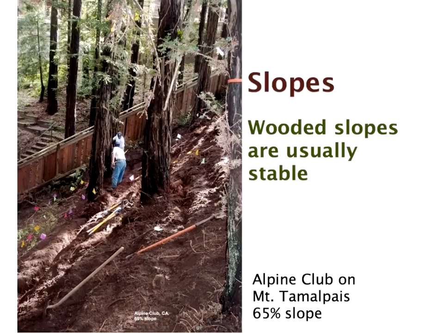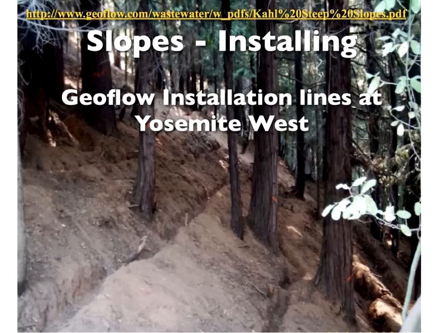Now, in this sort of condition, you have to install by hand, so that's expensive for labour, but that can't be helped if that's the only possible alternative. But the slope itself is not a limitation. Here again is a system in Yosemite West, where again the system was buried by hand.